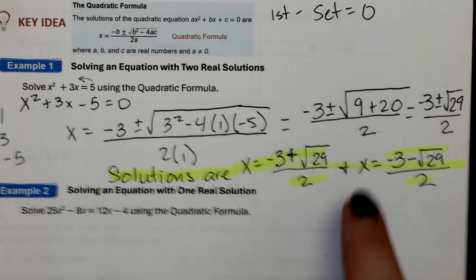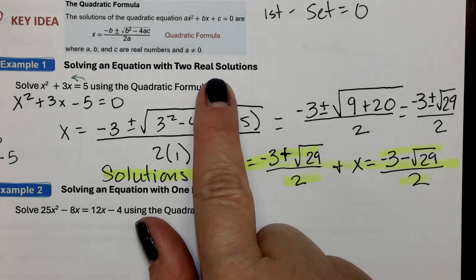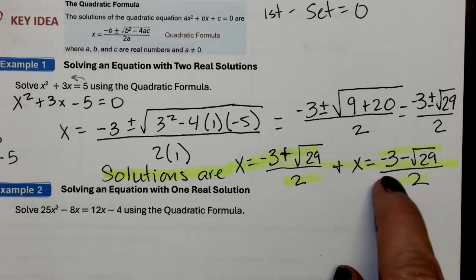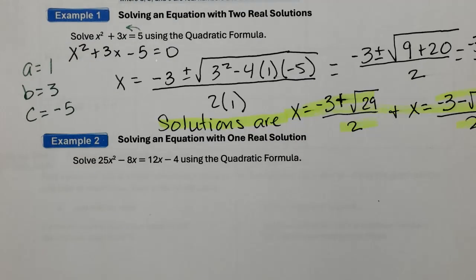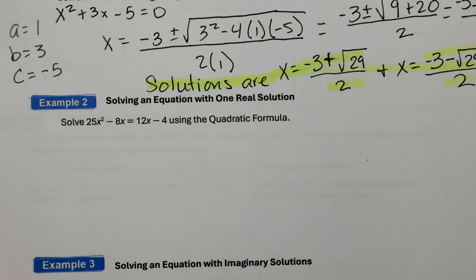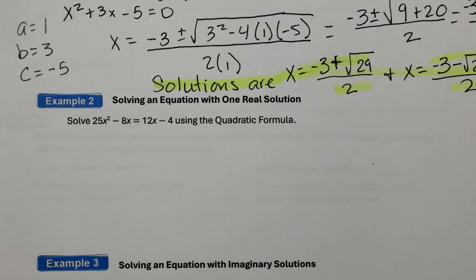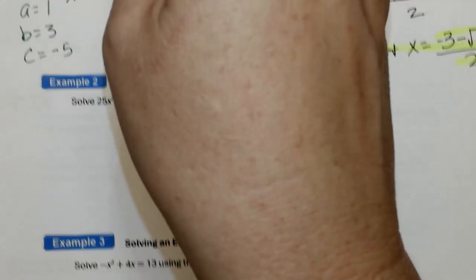All right, so this is how it will look when you have two real solutions. So this means that we could actually find these points on the graph, and our graph would cross there. So let's look at what happens when you only have one solution, one real solution. Let's see how that is different.